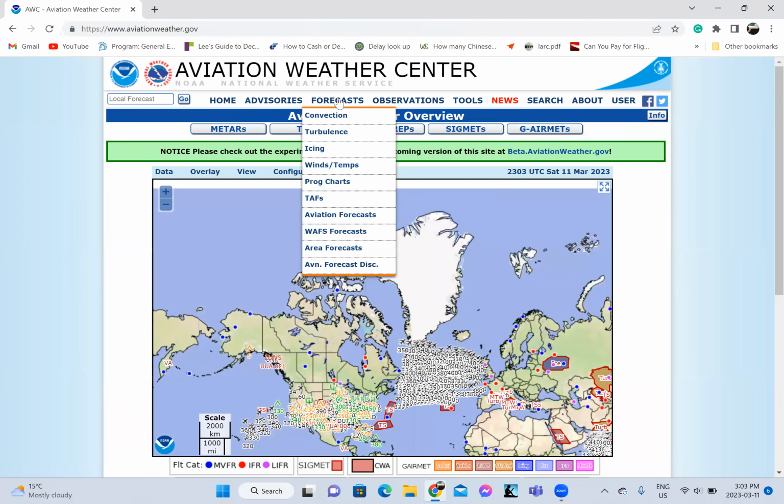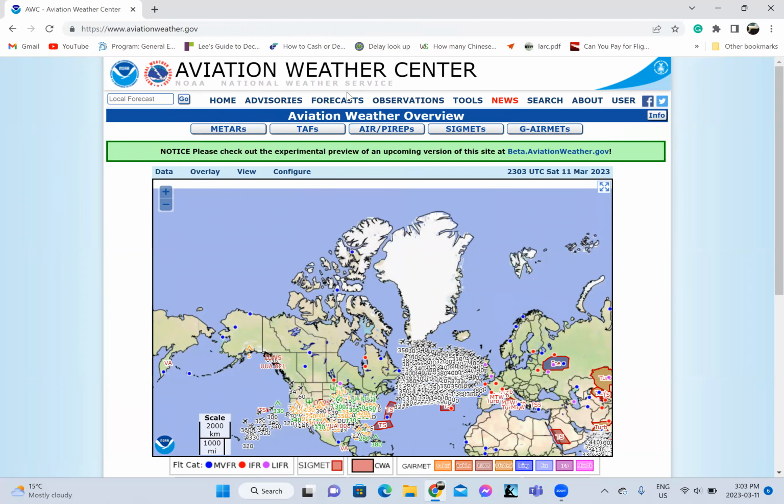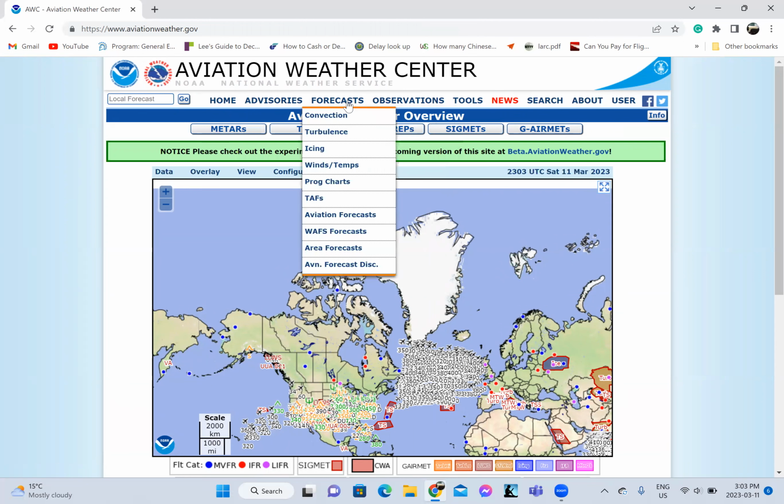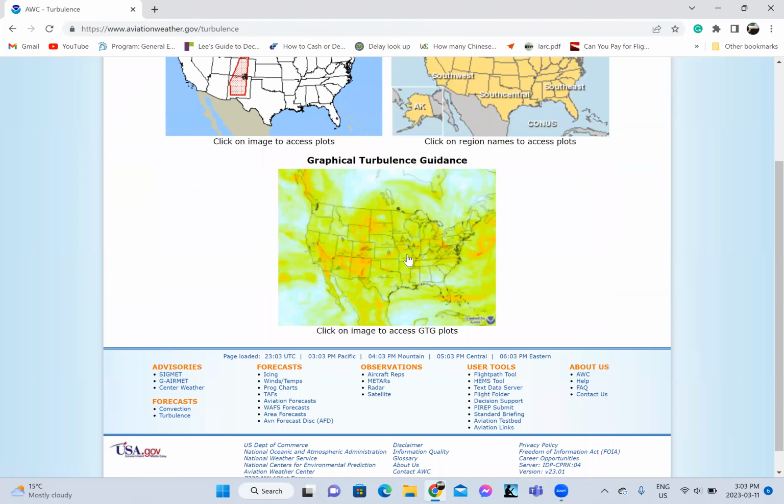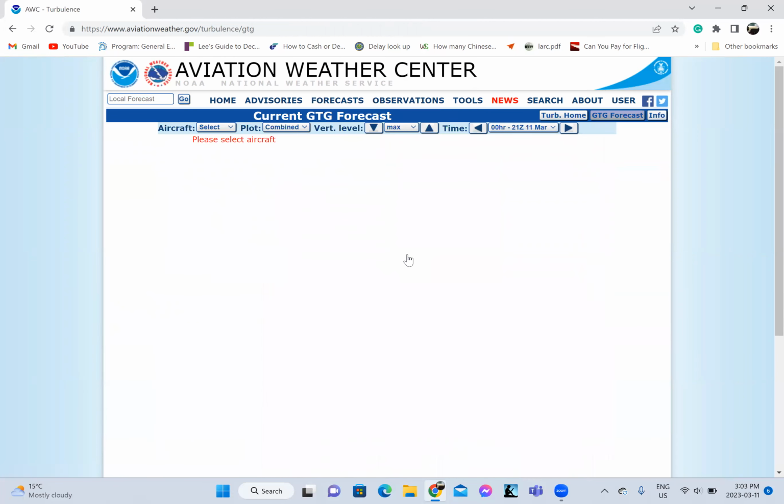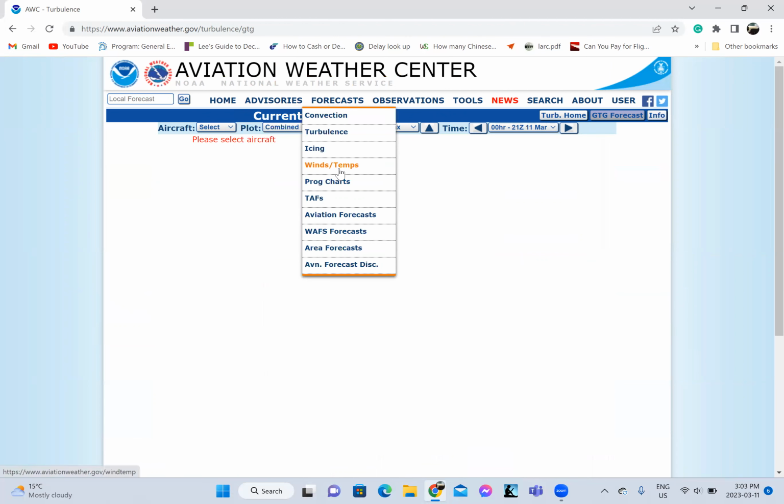The next two tabs you'll be looking at commonly are the forecasts and the tools. Let's start with forecasts. There are a lot of these that you can go through, but to save time, I'm going to go through the ones that you commonly use as a private pilot. The first one we can hit is turbulence. Oh, whoops. Okay, actually let's not do that. We'll save that for the next item. Let's go to winds and temps first.